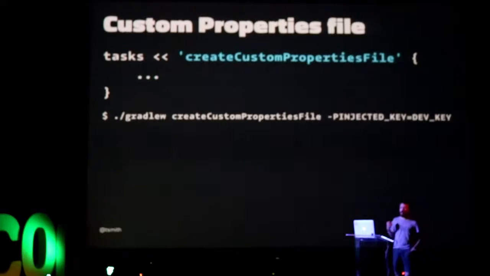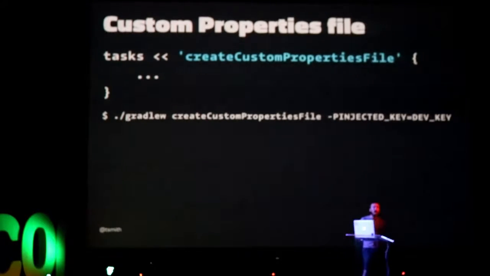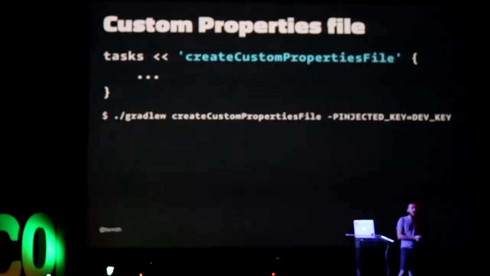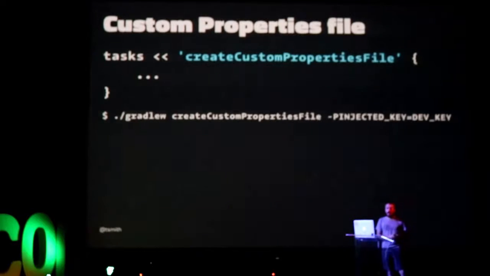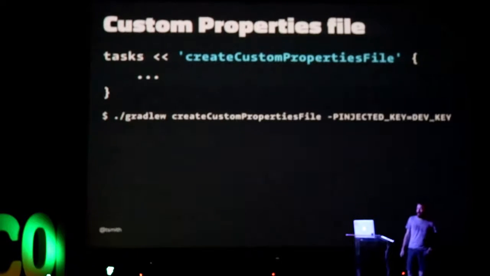So now, all you need to do is run this task once for whenever you have a new environment, a new developer, or additional keys. And if you add a custom properties file to the .gitignore file, then you can push the code to a public repository without worrying about the sensitive information that may be contained in there.